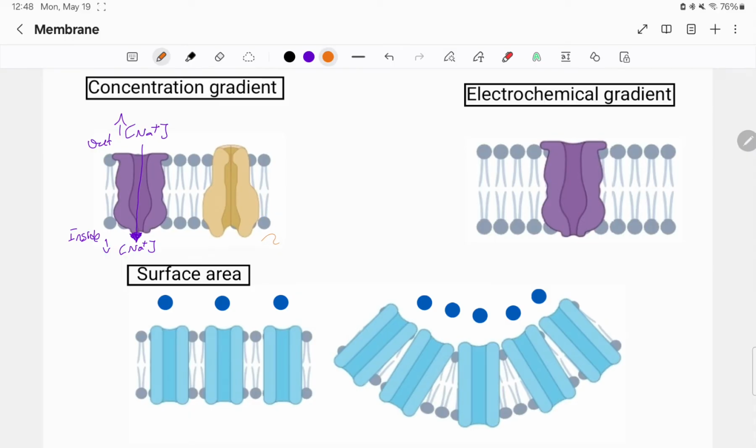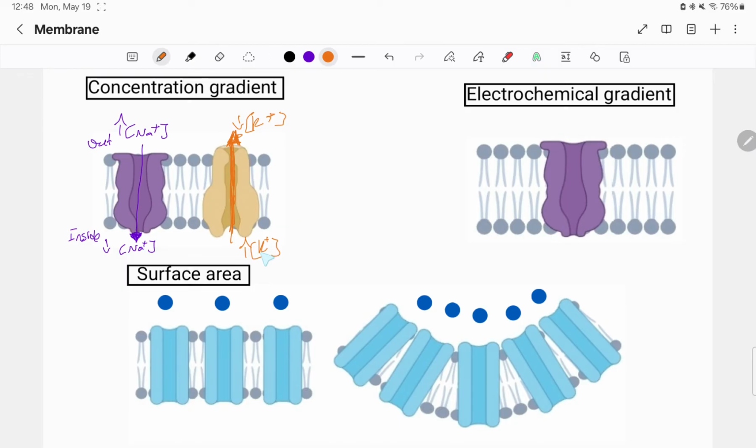Let's use another example. Potassium, which is highly concentrated inside of the cell, likes to move out of the cell if we allow it to. If we open a channel for it, it will move outside of the cell down its concentration gradient, where it is low. Again, if we continue to let this happen, it will reach equilibrium.